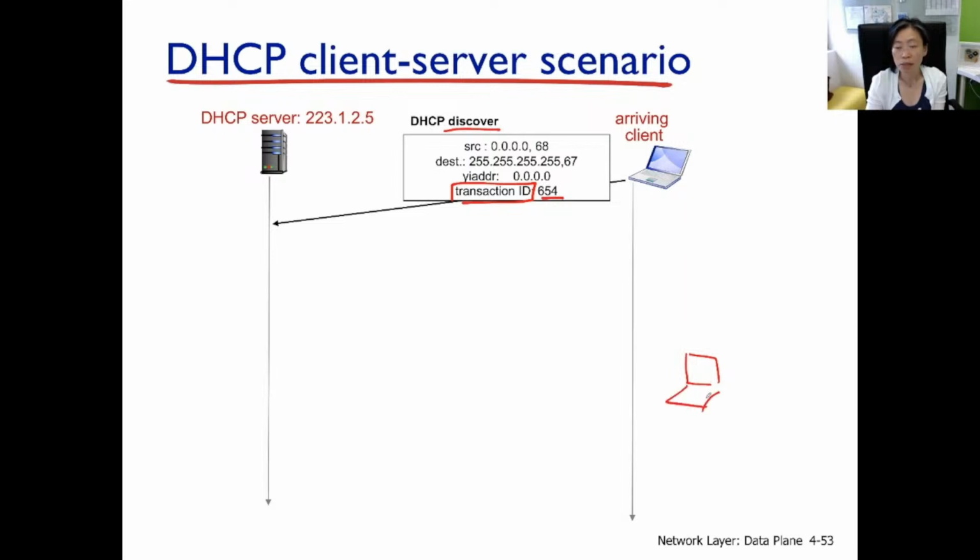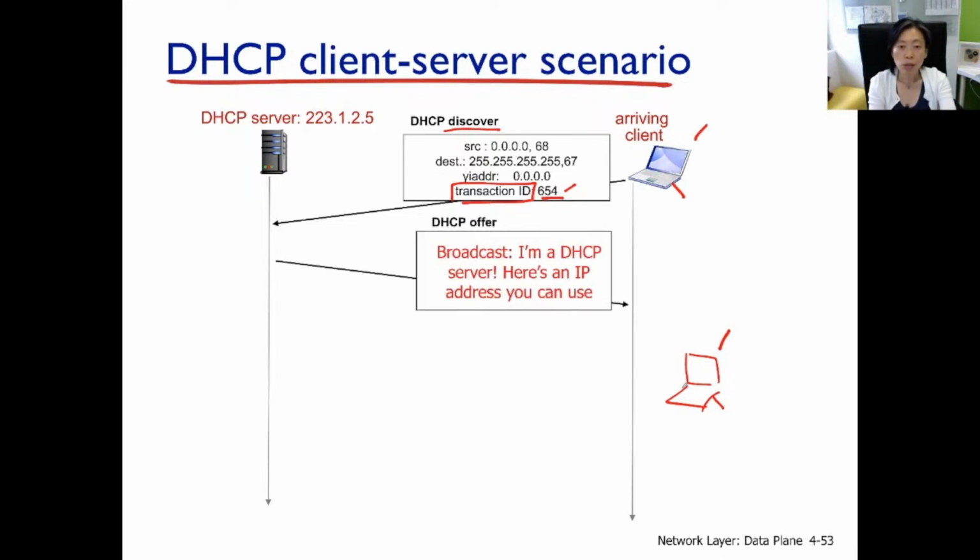There could be other clients arriving as well, and they could be sending these DHCP discover messages at about the same time, with servers sending responses, DHCP offers, at about the same time. How does this client know which offer is for it, and how does this other client know which offer is for it? The transaction ID, typically different from different clients, enables the clients to tell whether the reply is coming for the host or not. So, very important.